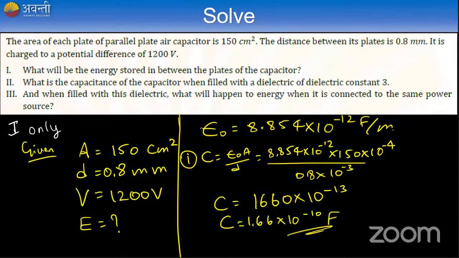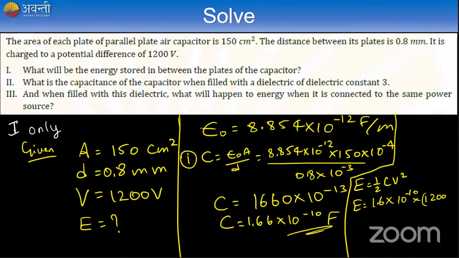So now if you want to calculate the energy stored, energy stored E is equals to half C V square. So E is equals to 1.66 into 10 power minus 10 into 1200 whole square by 2. So this is 1.66 into 1.66. You'll get somewhere around 115, right? If I'm not wrong, you would get the answer as 115.